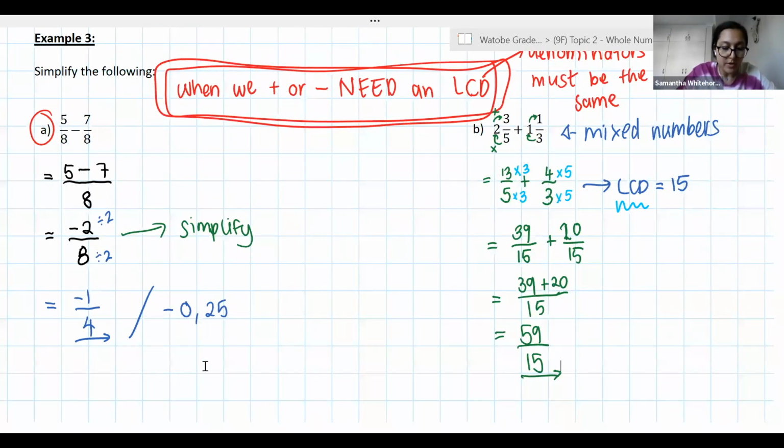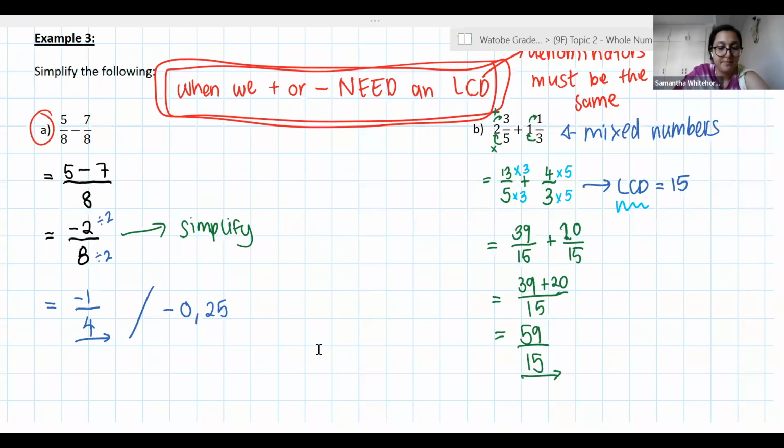Eddie, your hand is up. Do you have a question? Yes, ma'am. What would it be if it was 15 over 59? What do you mean, what would it be? Like, could you simplify it more? No. There's no number that can divide into both 59 and 15. 59 is a prime number. So that means that it only has 1 and itself as a factor. And because 59 can't divide into 15, we can't simplify. Okay, thanks. Good.